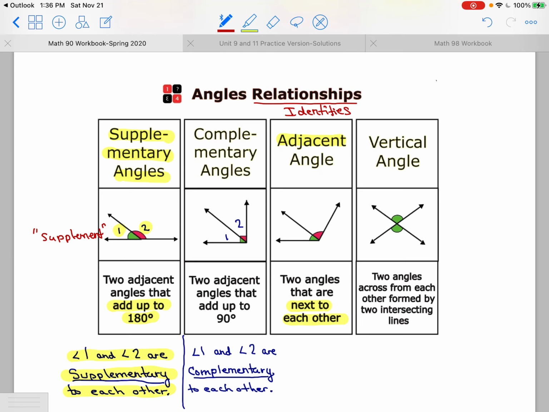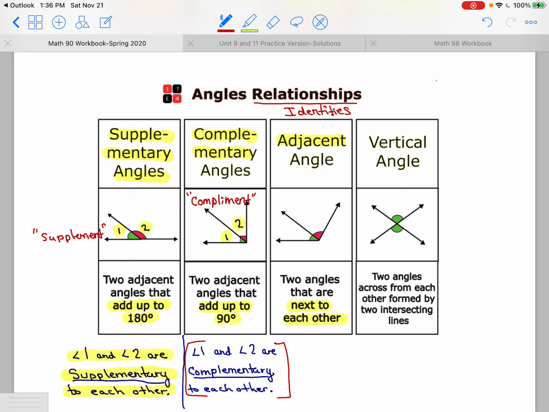If we move over here to complementary angles, you can see the same idea, but complementary angles are 2 adjacent angles that add up to 90 degrees. Okay, so if we were to look at these, angle 1 is a complement to angle 2. Angle 2 is a complement to angle 1. And if we wanted to go beyond that, we can look down here. Angle 1 and angle 2 are complementary to each other. Okay, so that's the relationship between them.